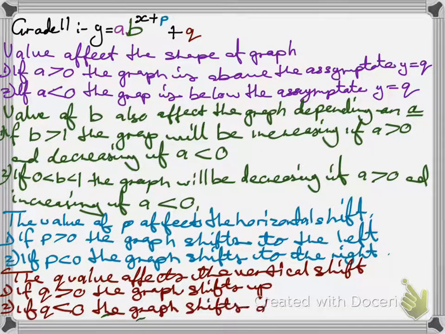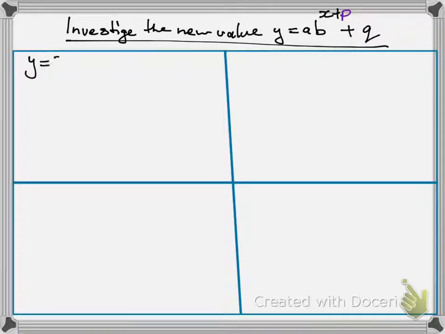Okay, so you can take those notes or take a snapshot of that. Now let's look at some examples. You can take a snapshot of the summary of the effects of a, b, p, and q. Right. So let's do an investigation of the graphs. We're going to look at the graph y equals ab to the power of x plus p, plus q, looking particularly at the parameter p. So you see the functions which we are going to look at here.